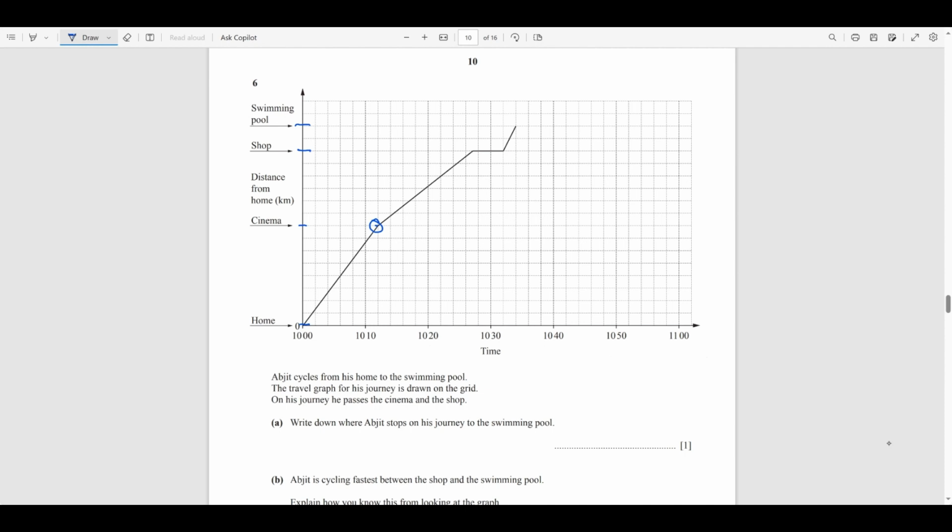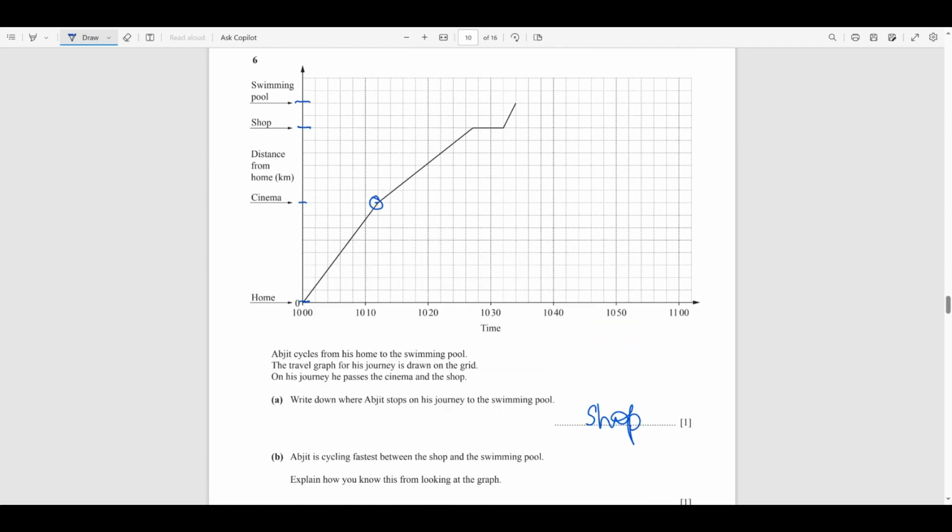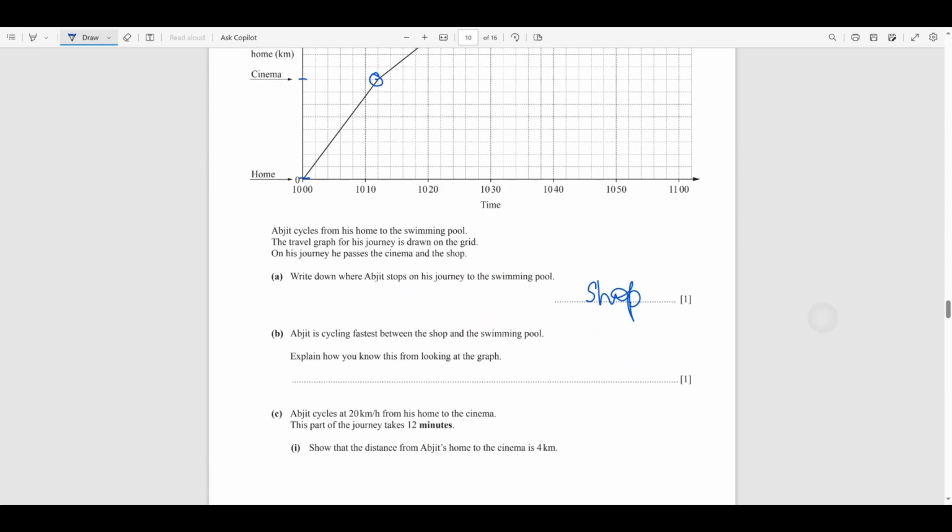So now the answer to this question, write down where Abjit stops on his journey. So he stopped at the shop basically. He did not stop at the cinema, but he just changed his speed. Part B. Abjit is cycling fastest between the shop and the swimming pool. Explain how you know this from looking at the graph.